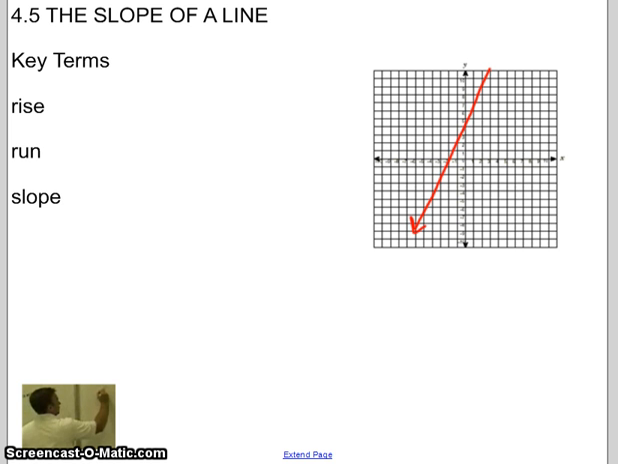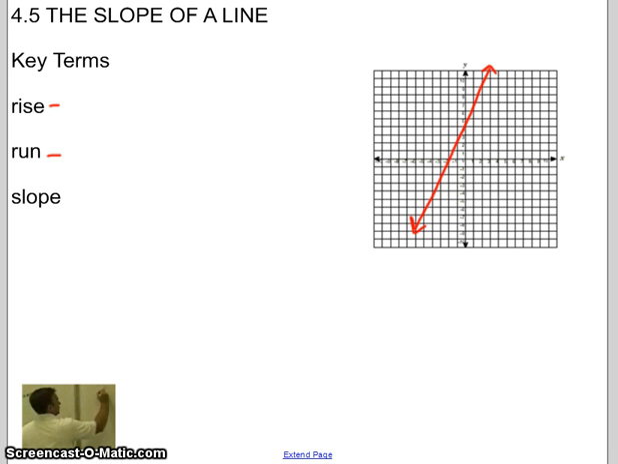Okay, so I have a line drawn. And every line is distinguished by how it goes. Does it go up? Does it go down? Is it vertical? Is it horizontal? Okay, so we have two characteristics of a slope. How far does it rise and how far does it run?